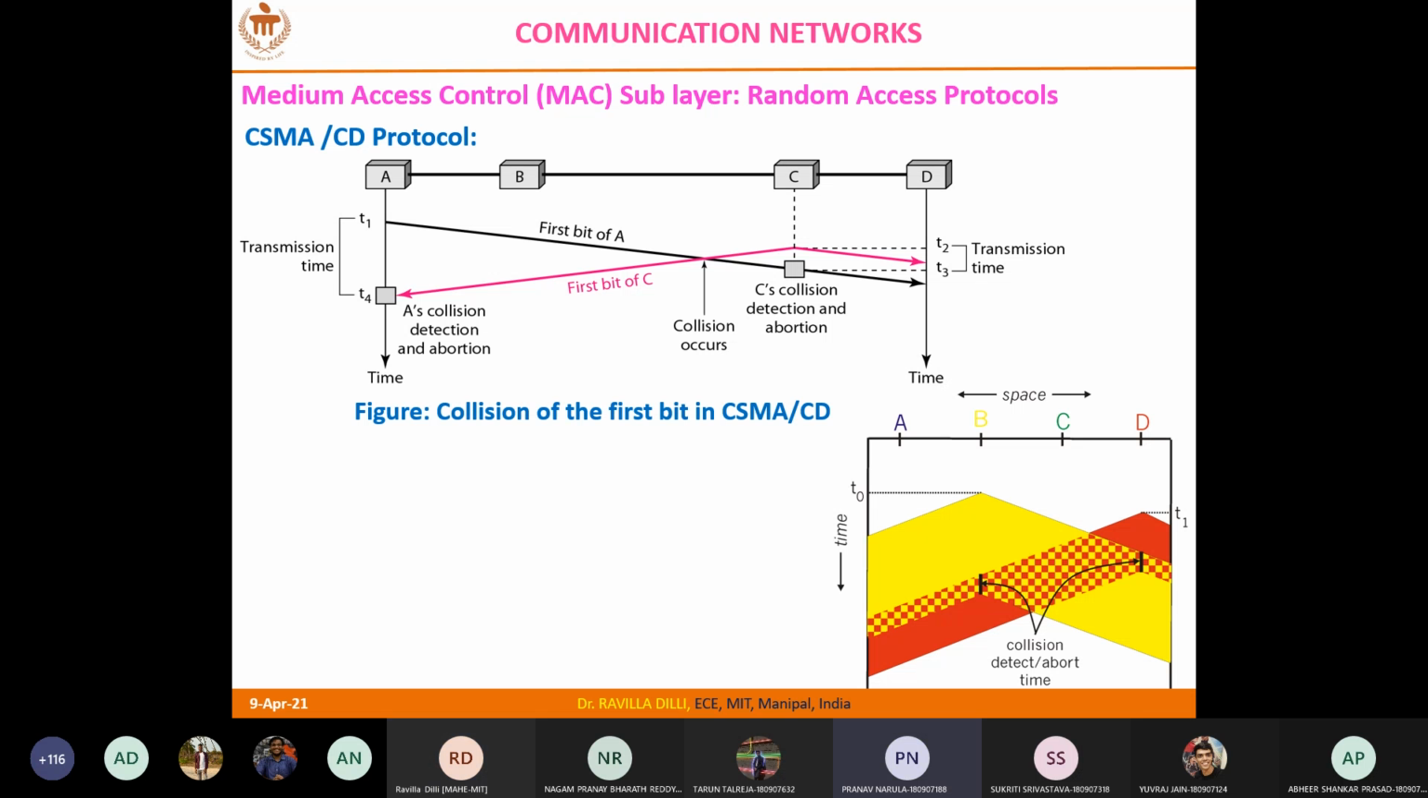Equal to T prop. Just think of how it helps you to realize the collisions. Okay, so let us assume T prop. So T frame should be at least T prop. Is it so?